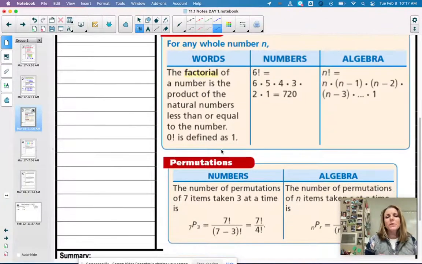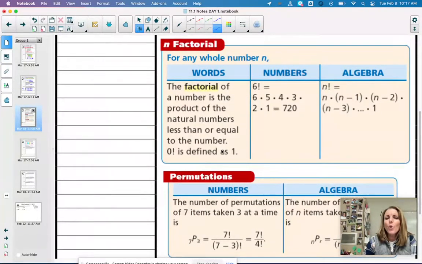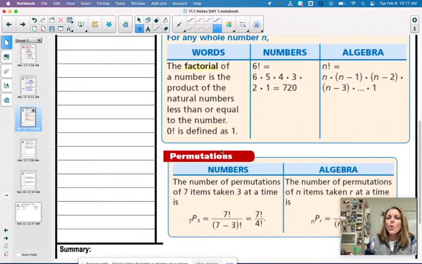Now let's talk about this thing called a factorial. The factorial of a number is the product of the natural numbers less than or equal to the number. 0 factorial is defined as 1. So for example, if I said, what's 4 factorial? You would tell me that's 4 times 3 times 2 times 1. That's what that means.